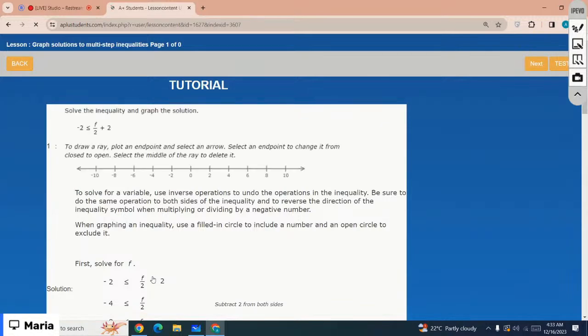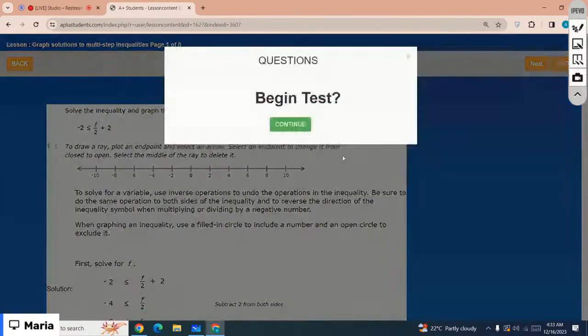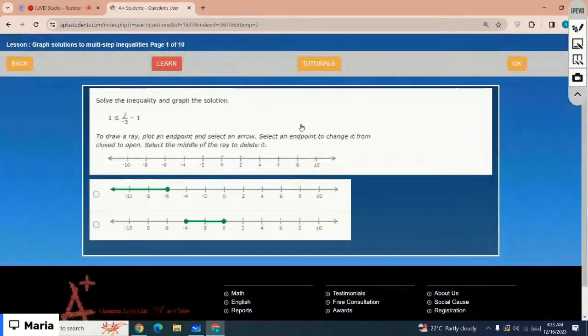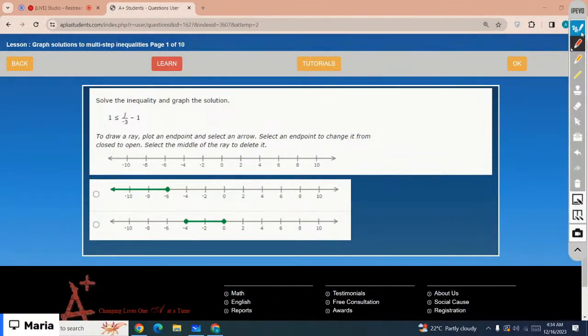So when graphing, you do exactly the same way as we did earlier, but first you have to solve and then you have to graph, right? Start with the first example, that is 1 is less than or equal to j divided by negative 3 plus 1, right? So start by moving that plus 1 to the other side. That means you need to subtract 1 from both sides. So 1 minus 1 is 0.